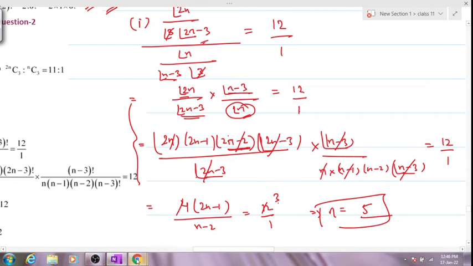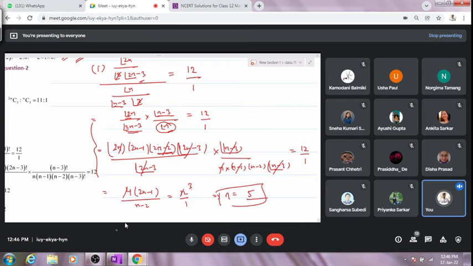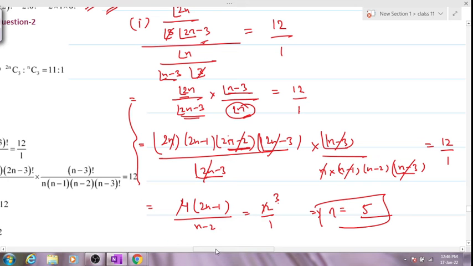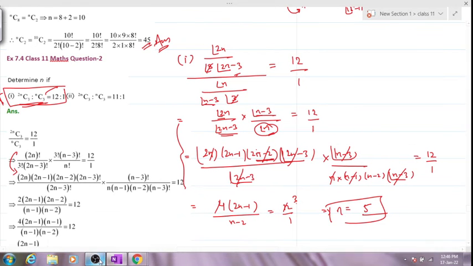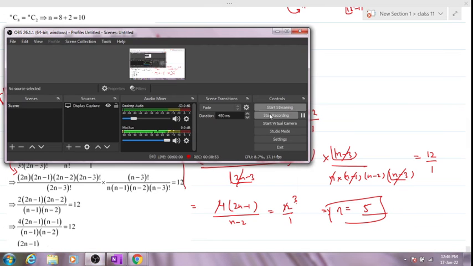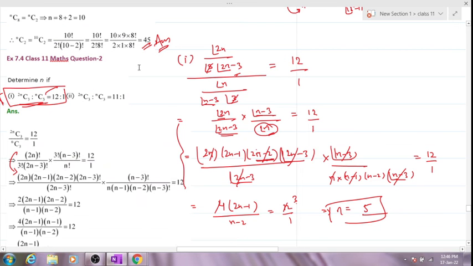n is equal to 5. How many else are getting the value for n as 5? Only 3 people have told me it's 5. Anyone else? Now kindly solve it. The n value will be equal to 5. If you are done with this, now there's a second question waiting for you all.